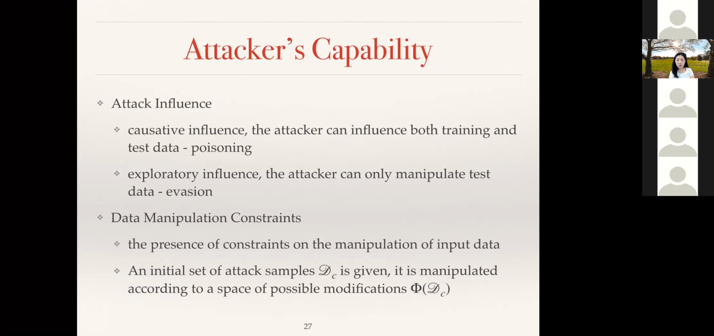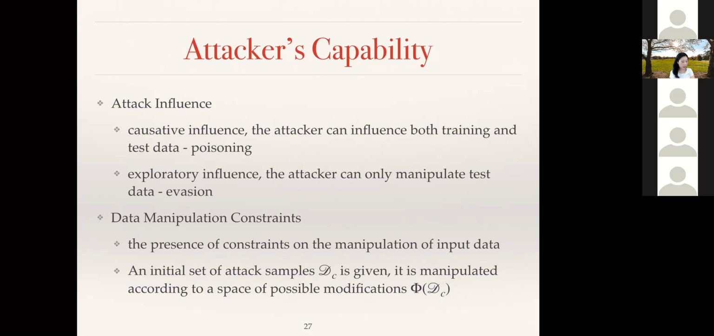So now, once we know the attacker's knowledge, the attacker's capability is also very important. It's based on the influence the attacker has on the input data. Also, it's built on the presence of the data manipulation constraints. So those are the attacker's capabilities.